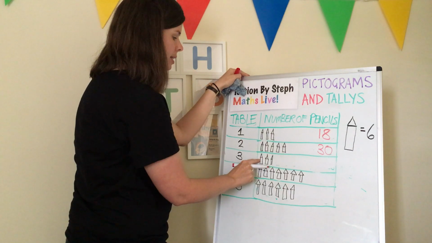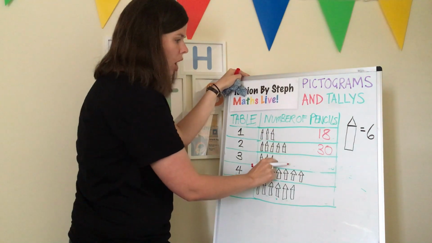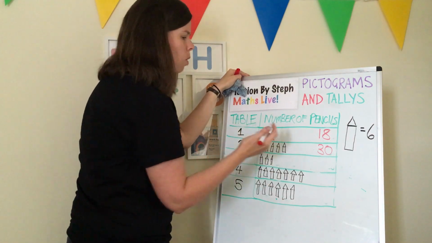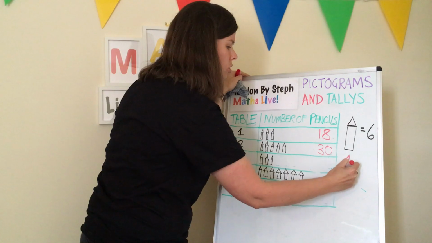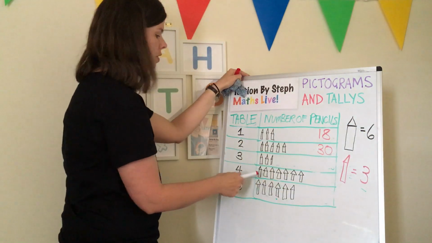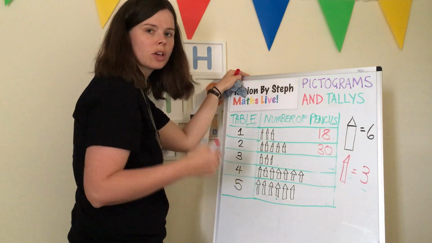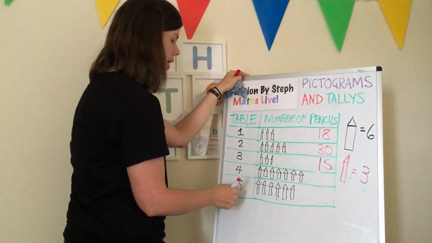Now, 6, 12, but that's half a pencil. I know it's quite a small drawing, but I've drawn half a pencil there. So you've got to think, what's half? If I've drawn half a pencil, what does half mean? That means 3, because half of 6 is 3. So 6, 12, 13, 14, 15. So there's 15 on here.